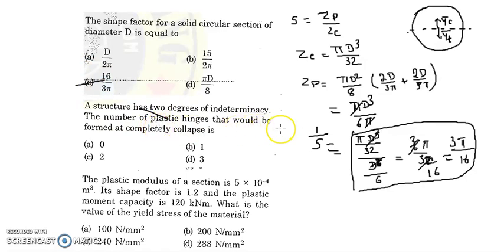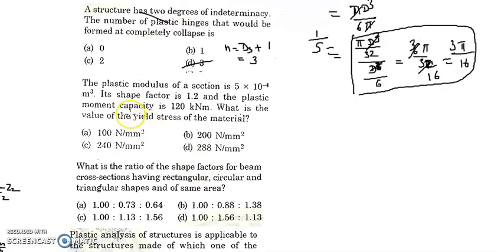The number of plastic hinges that would be formed to completely collapse. Yeah, we know n is equal to ds. Degree of indeterminacy plus 1 is the number of hinges required. So 2 plus 1 has to be absolutely 3. The answer is C. Okay, go on to the next question.